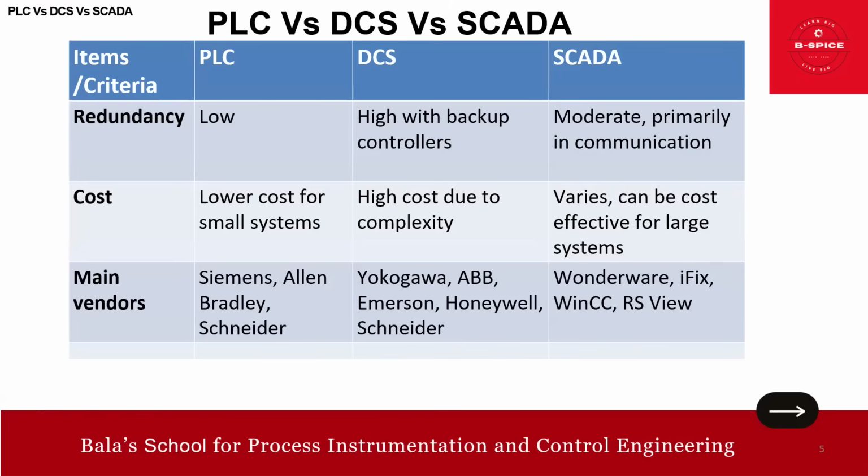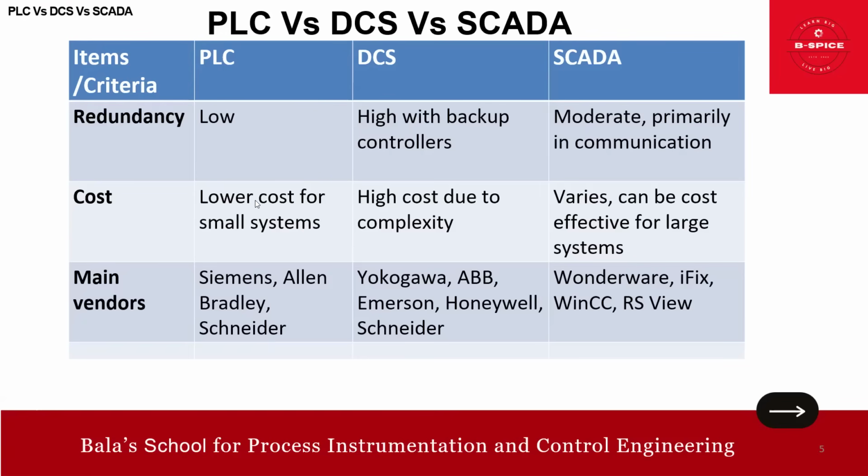And a few more. When it talks about redundancy, of course, I just put it as low for PLC. If it is a simple system without redundancy in the process, you can go for a single system. No need of redundancy. But redundancy is also possible here. Then DCS is really high, with backup controllers. Then SCADA is basically moderate, and primarily in communication. So that's about the redundancy aspect.